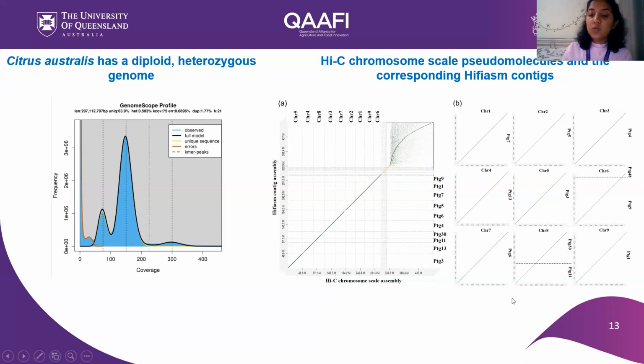And figure B shows the individual chromosomes and their corresponding contigs. So you can see that chromosomes 6 and 8 are covered by 2 contigs, and all the other chromosomes are covered by only 1 contig, which is good. And we have 4 pseudomolecules with telomeres at both ends, representing full chromosomes for this genome. But for others, we have a telomere at only 1 end.